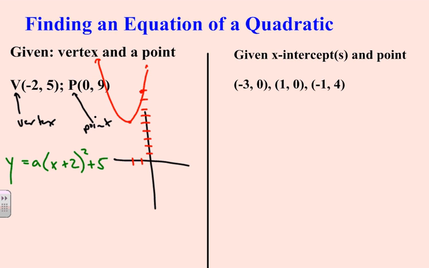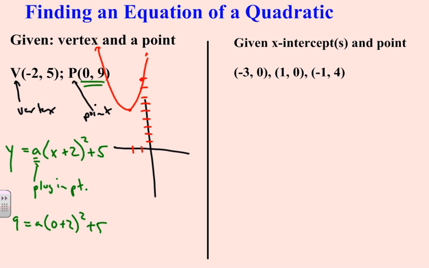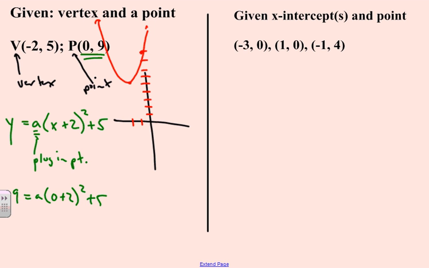How do we solve for the rest of the equation? We have to solve for a. How do we solve for a? Well, we plug in our point. We take the value right here and plug in 9 for our y value, and 0 for our x, so we have a times (0 plus 2) quantity squared, plus 5. Now what we have is 4a plus 5 equals 9. Subtracting 5 from the other side, we have 4 equals 4a, and a is going to equal 1.